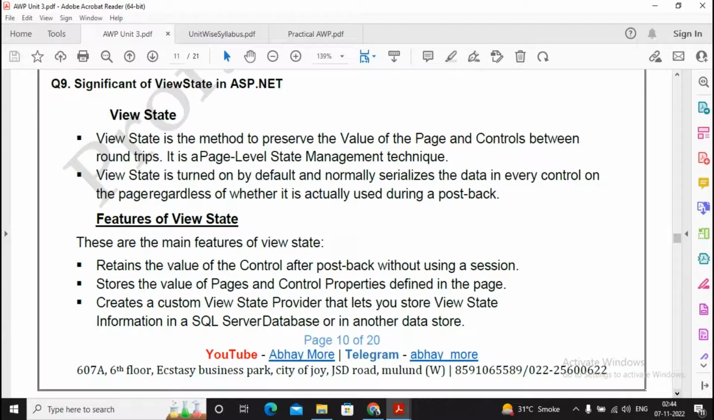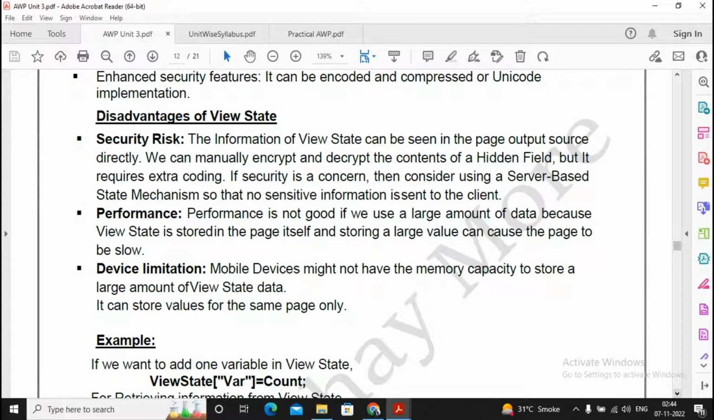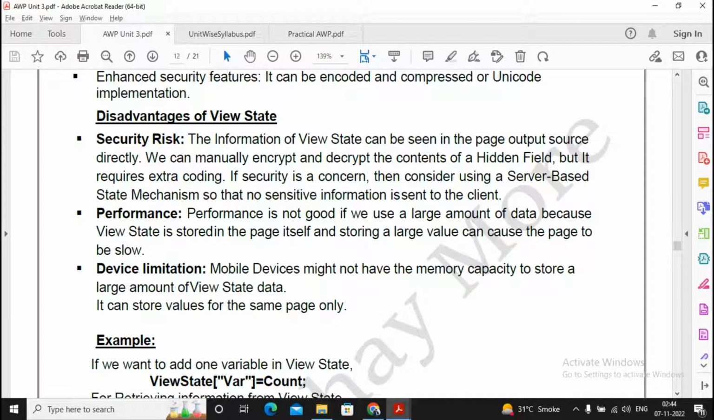Moving ahead. Significance of view state in ASP.NET. This is again in state management, and state management is entirely important. Please remember that among the three parts given, that is error handling, logging; state management; and styles, themes and master pages, I will always give a lot of importance to state management. The reason is that you can write a long answer when you prepare the important questions of state management. So please prepare state management nicely.